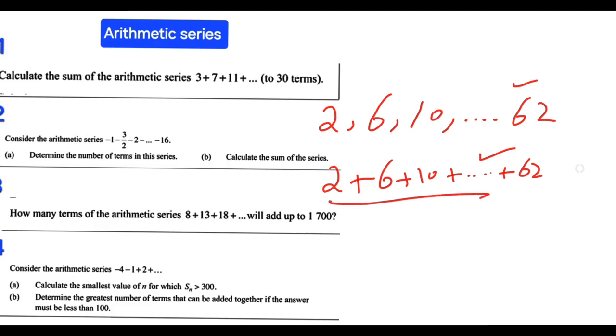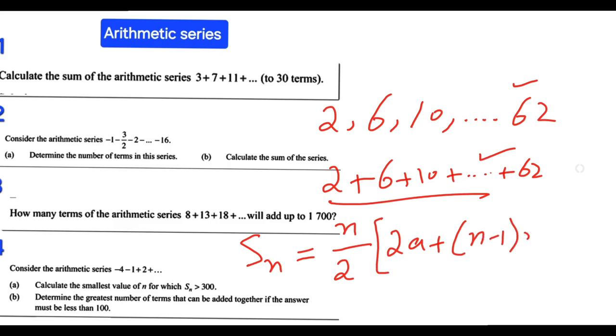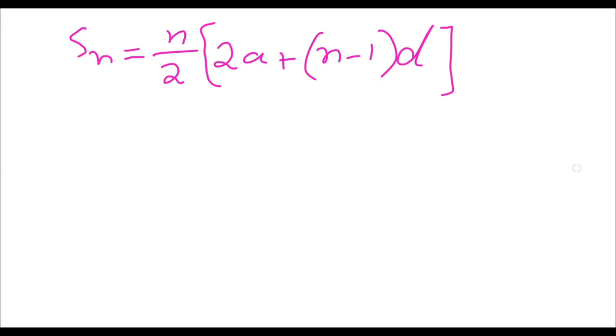Now the sum of the first n terms of an arithmetic series, we're going to use this formula. Sn is equal to n over 2 big bracket 2a plus parentheses n minus 1 d close big bracket. Now I'm going to show you how to prove this formula. So this is the formula for the sum of the first n terms of an arithmetic series.